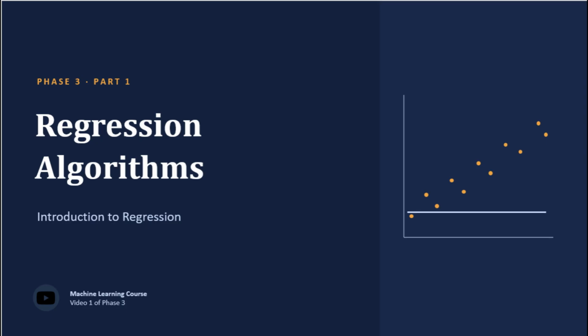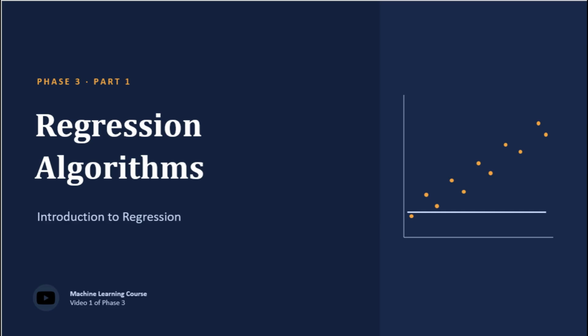I hope you've completed the previous phase because today we're starting phase 3, where we'll explore one of the most important topics in machine learning: regression algorithms. Before learning algorithms like linear regression, ridge, lasso, random forest, or XGBoost, it's important to first understand what regression actually is and why it's used. In this video, we'll build that foundation so that the upcoming algorithm videos become much easier to understand.